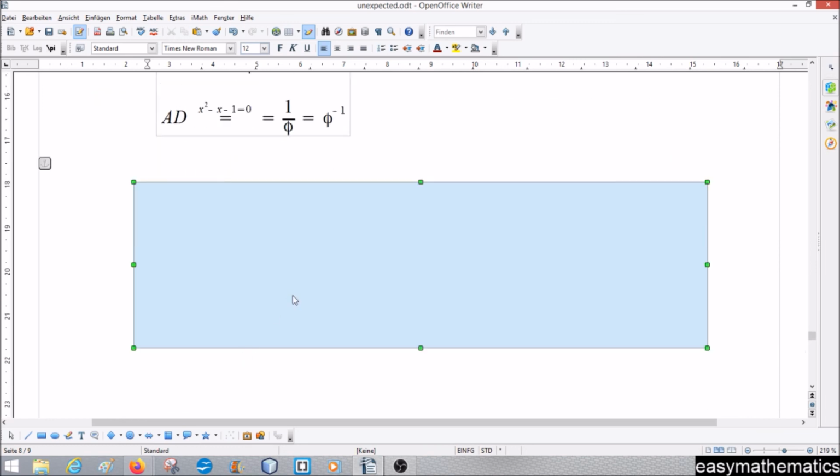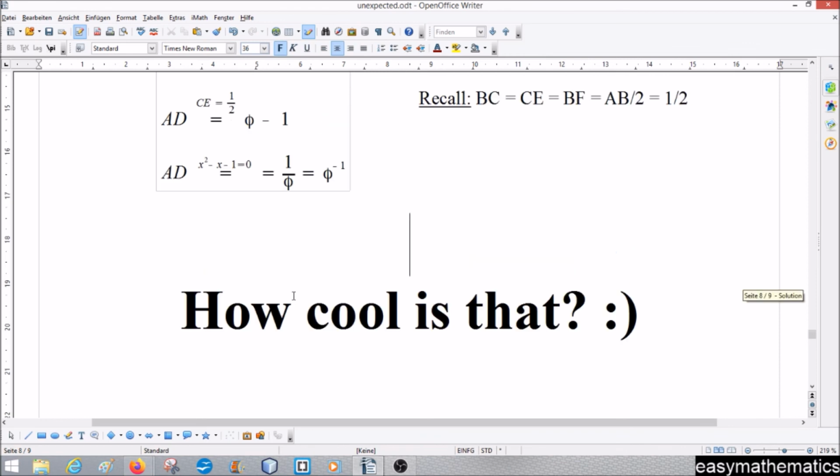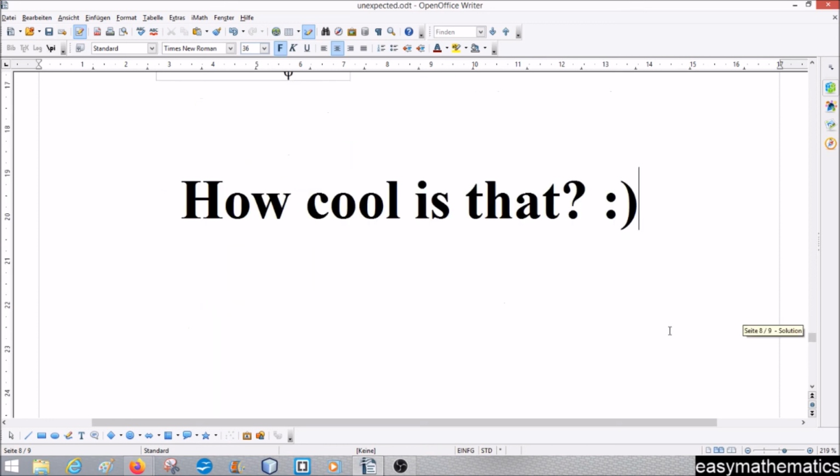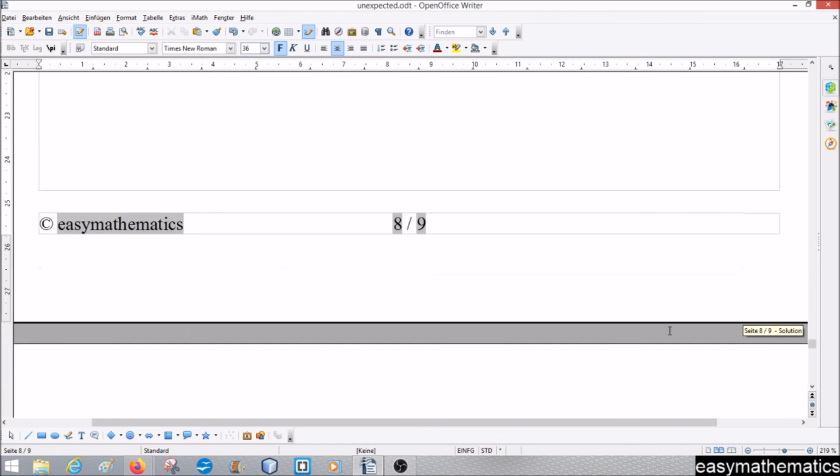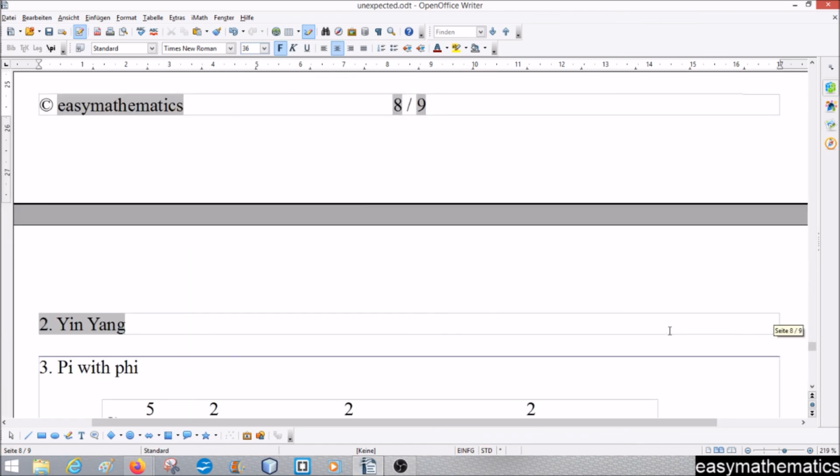And how cool is that? The golden ratio in the yin and yang, very beautiful. That's all for today. Maybe I plan a second part to this video. I'm not sure right now, but if I make a second part, I already have a plan for the next topic. It's called pi with phi. So this is my plan. I'm not sure if I do it. Let's see.